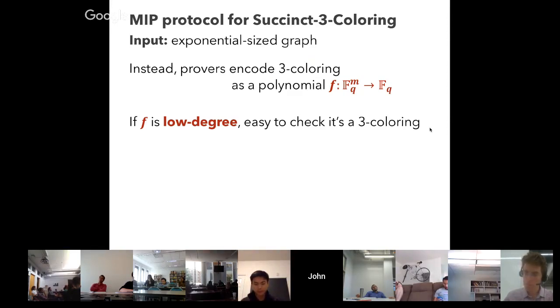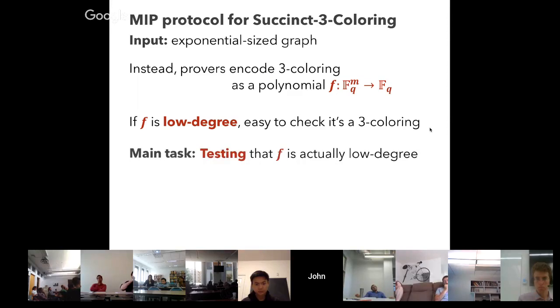It's because low degree polynomials have magic properties. And one of these magic properties is that if f is low degree, then it's just easy for the verifier to check whether it corresponds to a valid three coloring. So if you're the verifier, if you know that f is low degree, everything's easy. They give you this encoding, and if it's low degree, you can just check that it's a three coloring. So pretty much all the difficulty in this protocol is testing that f is actually low degree.